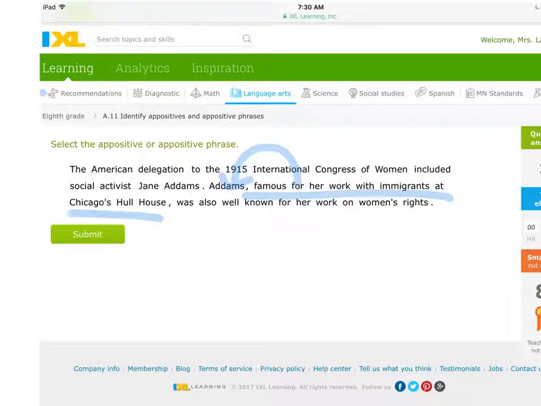Famous for her work is an adjective. That's an adjective phrase describing Addams. But over here, Jane Addams is a noun that's describing social activist. So that is my essential appositive. There are no commas around it, but it is a noun describing another noun. Jane Addams is my appositive.